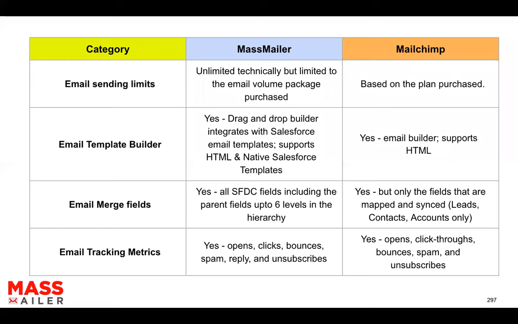Email sending limits, we say technically it's unlimited, but you're limited to the email volume package that you purchased. So if you are purchasing 100K per month or 1 million per month, that's what you're limited to. But technically, there's no limit as such. Mailchimp, it depends on what plan you have purchased. They do have an email sending limit. So again, it all depends on the plan that you're purchasing.